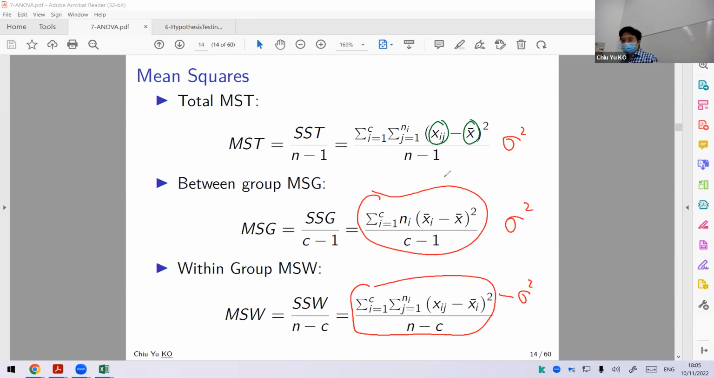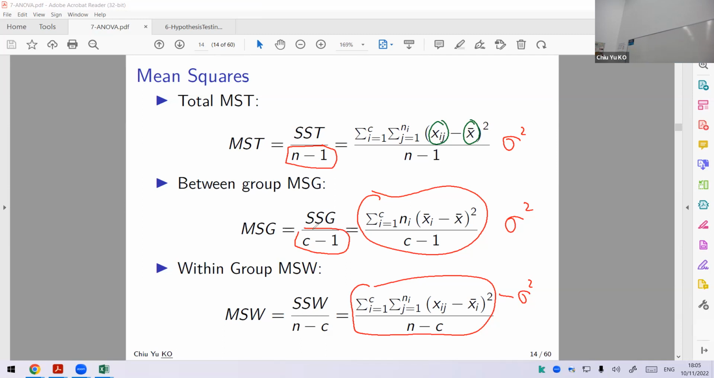Just to repeat, you divide this by n minus 1. The reason is very clear why we divide by n minus 1. The second one we divide by c minus 1. Why? Because there are only C groups, so the variation comes from C minus 1. If there are 3 groups, then there are only 2 different differences. So this is C minus 1.